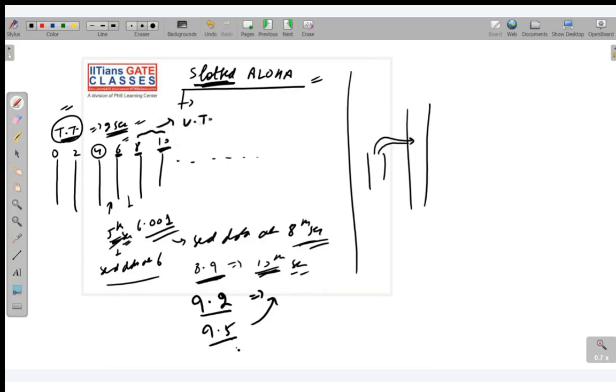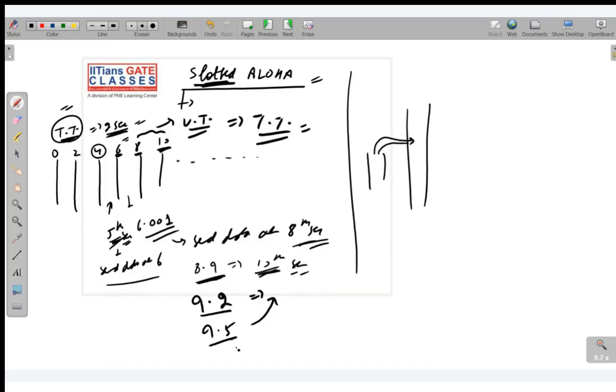So vulnerable time for slotted ALOHA is transmission time. But for pure ALOHA, it was twice the transmission time. Here it is only transmission time. Why? Because in one transmission time only, all the stations which want to send data will send it. So the range is transmission time only. So you can take the notes. Yes, please take the note.